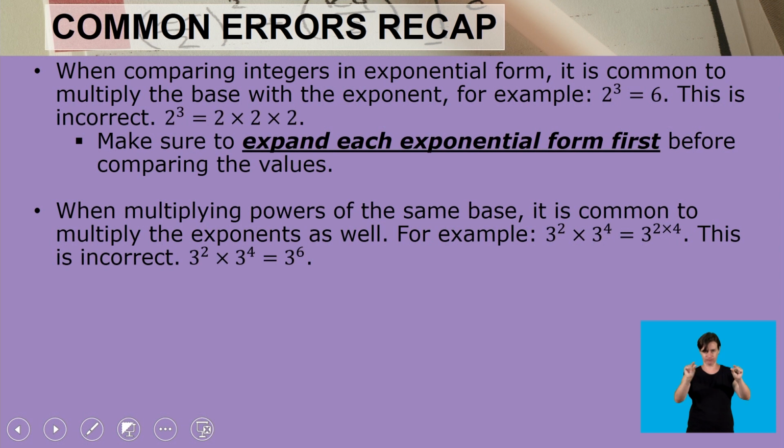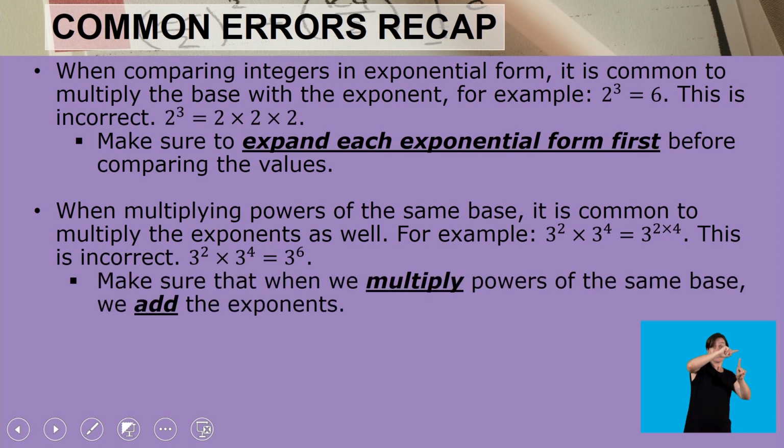Then the next one says, when multiplying powers of the same base, it is common to multiply the exponents as well. For example, when we have 3 exponent 2 multiplied by 3 exponent 4, then we say 3 is the base, and we multiply the exponents, which is 2 multiplied by 4. This is incorrect. The correct procedure would be to add the exponents. So 3 exponent 2 multiplied by 3 exponent 4 would give us 3 exponent 6. So make sure that when we multiply powers of the same base, we add those exponents.